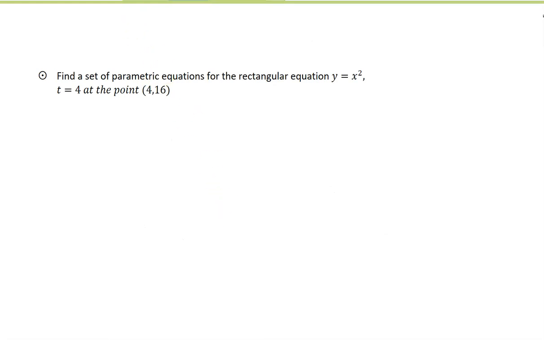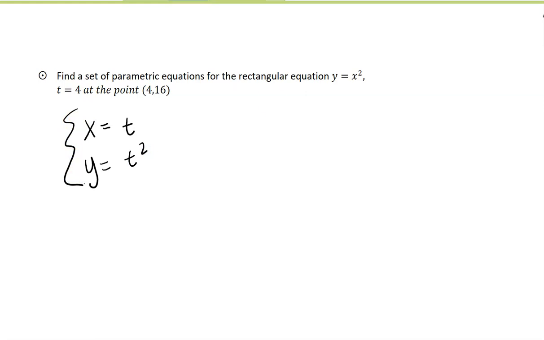This one says to find a set of parametric equations for the rectangular equation y equals x squared, where t equals 4 at the point (4, 16). So you have a couple of different options here. Obviously, you could say x equals t, and that would take care of it because t equals 4 when x equals 4. And in that case, y would just be t squared. And there's nothing wrong with that because that would work.